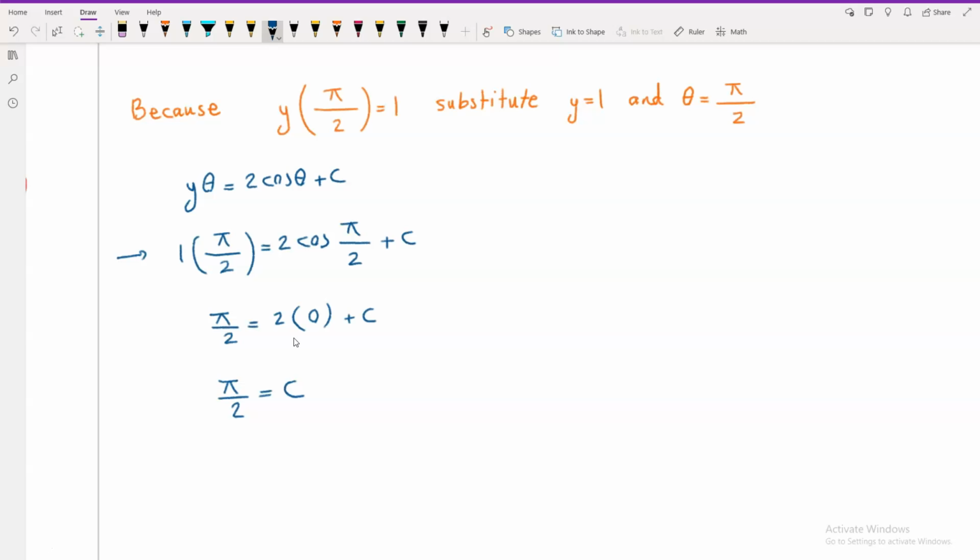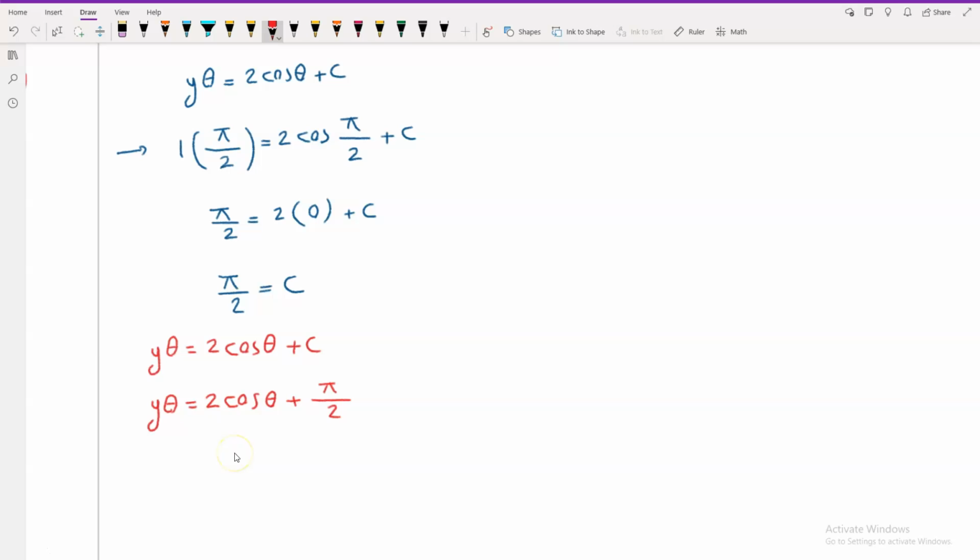And finally substitute c equal to pi over 2 into the equation and solve for y. So this is our equation, and then instead of c, now here we have pi over 2. Next step, divide both sides of the equation by theta. So we're going to have y equal to pi over 2 theta plus 2 cosine theta divided by theta. So this is our final solution.